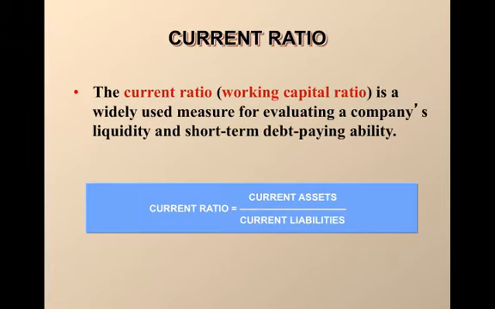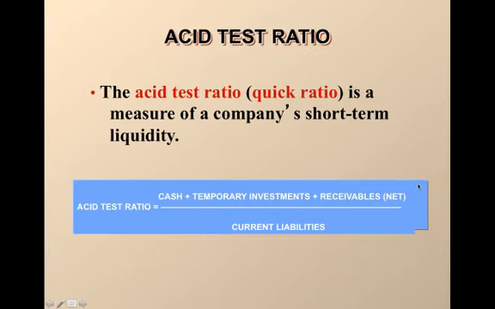The current ratio is also called the working capital ratio, and I do remember doing this. It's current assets divided by current liabilities. I remember telling you guys that, so that was review. The acid test ratio is also known as the quick ratio. You're going to need to know these ratios for your summative project. It is a measure of a company's short-term liquidity as well.